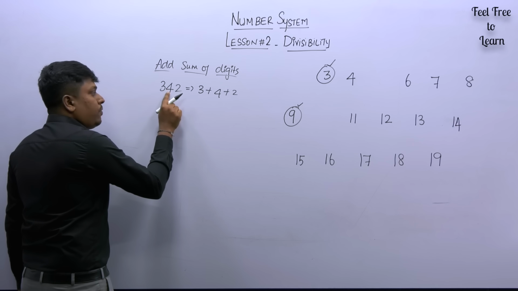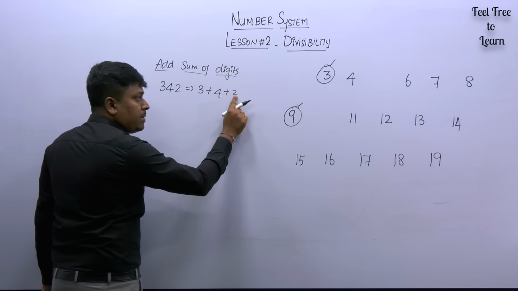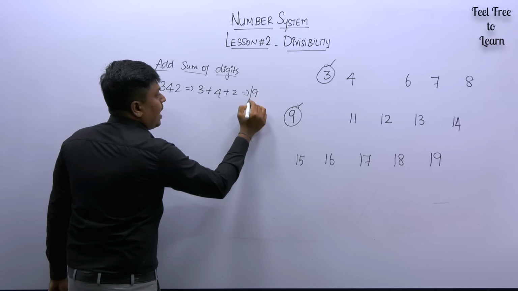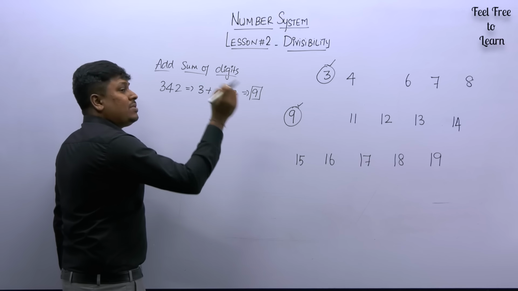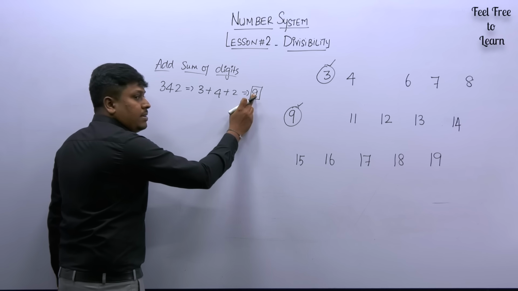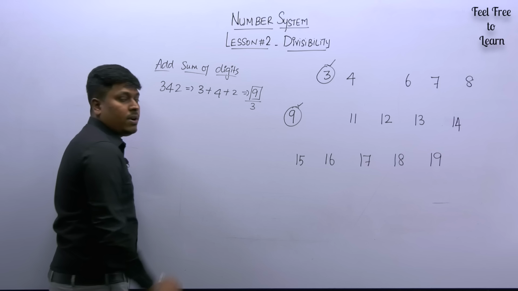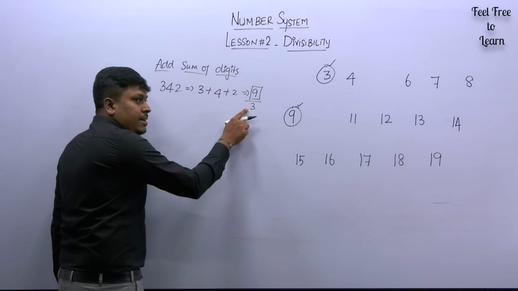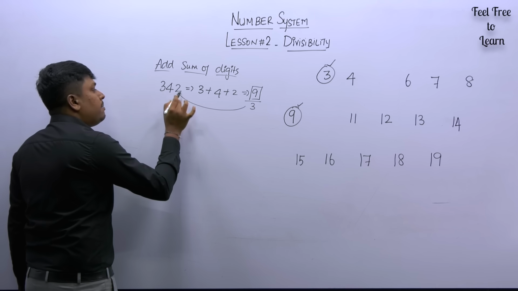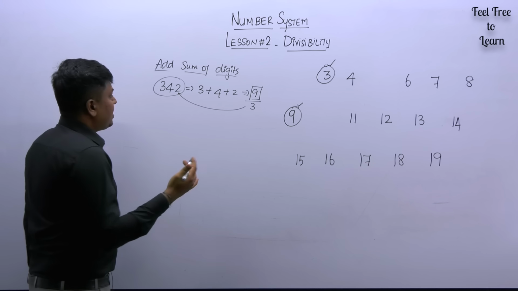So 3 plus 4 plus 2. What about the sum? 4 plus 3 will be 7. 7 plus 2 will be 9. So after adding all the digits, we got the number 9. Now check whether this 9 is divisible by 3 or not. Yes, it is divisible by 3. So if the sum is divisible by 3, then we can say that the complete number will be divisible by 3. So friends, understood? Let me move on to some other example questions.